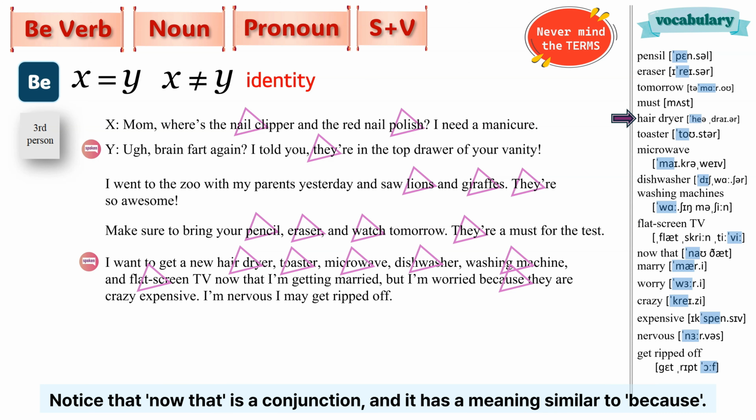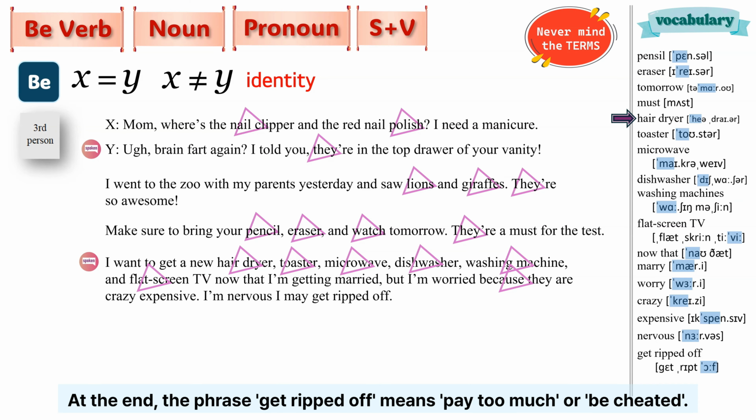Notice that now that is a conjunction and it has a meaning similar to because. At the end, the phrase get ripped off means pay too much or be cheated.